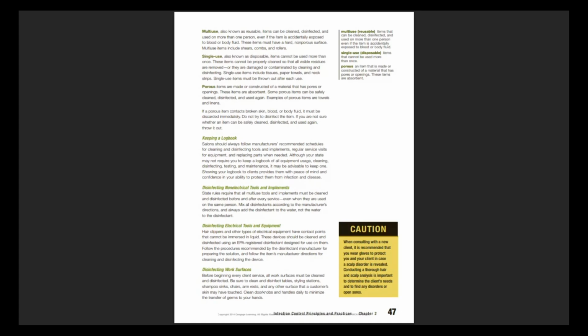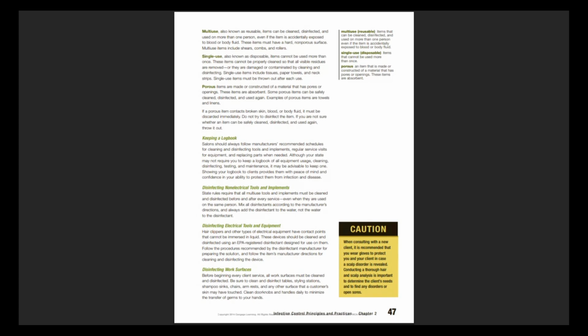Disinfecting non-electrical tools and implements. State rules require that all multi-use tools and implements must be cleaned and disinfected before and after each service, even when they are used on the same person. Mix all disinfectants according to the manufacturer's directions and always add the disinfectant to the water, not the water to the disinfectant.